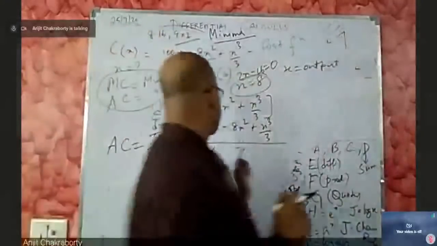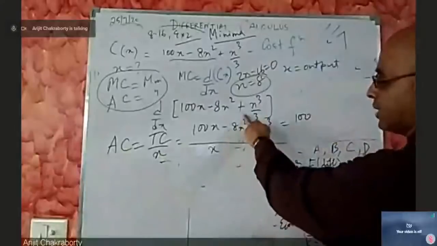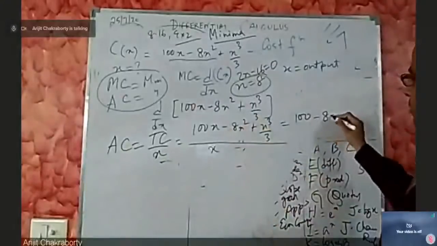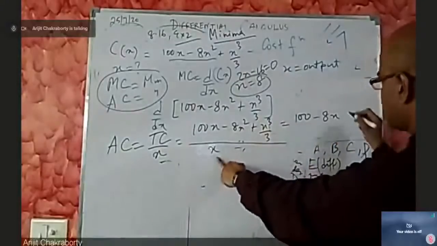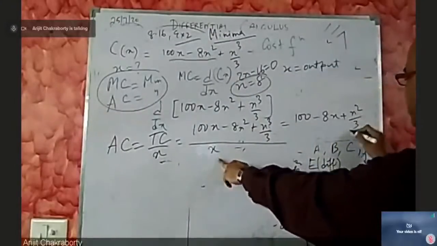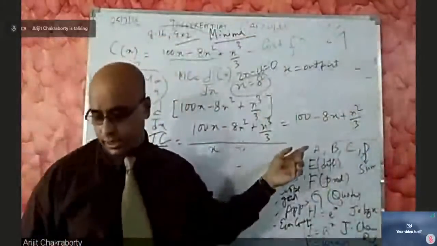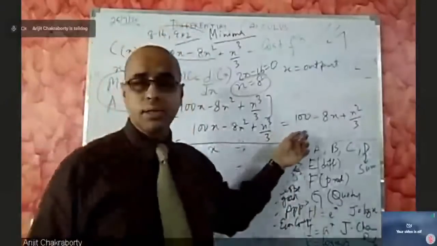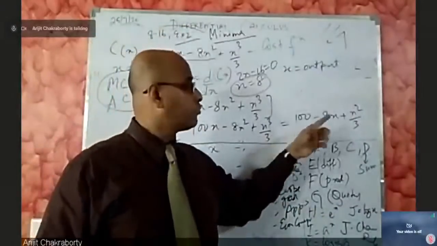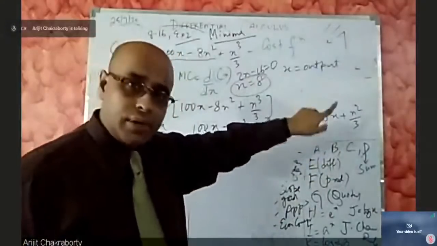So the average cost comes to 100x by x, that is 100, minus 8x squared by x, that is minus 8x, plus x cubed by 3 divided by x, that is plus x squared by 3. So I get the average cost also, and similarly here also I can find out when the average cost will become minimum by finding out once again the differential coefficient of the average cost.